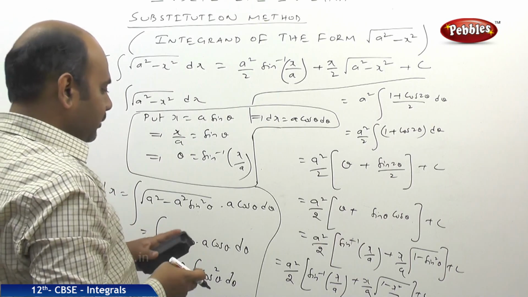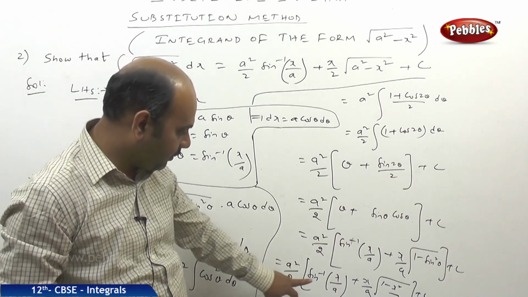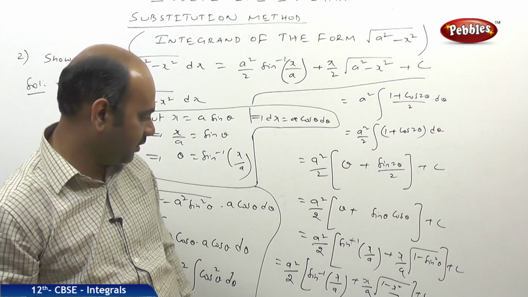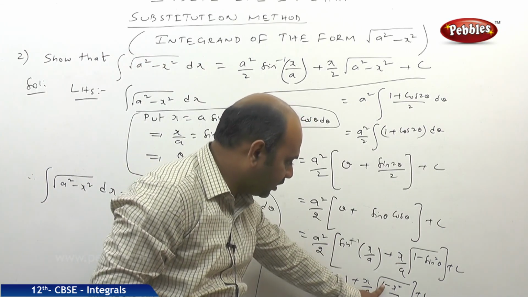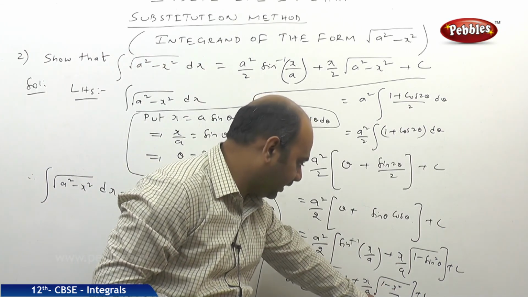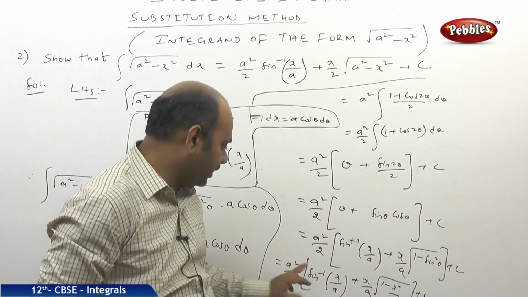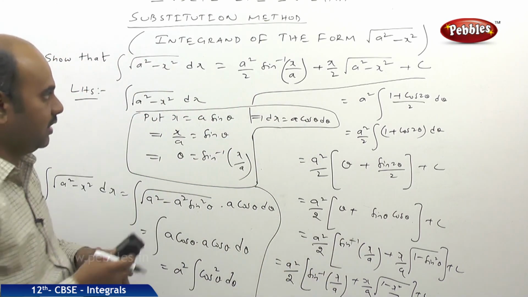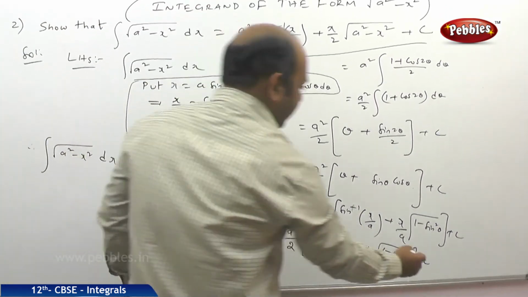So finally manipulating, if you observe carefully, a square by 2 sin inverse x by a is there, and here if I calculate, this becomes under root of a square minus x square by a square. So a square coming outside means a, and this particular a square will be getting cancelled. So finally there remains this particular thing.